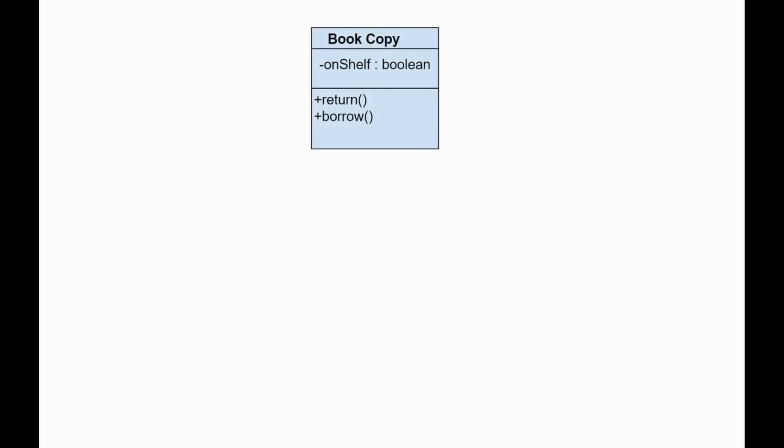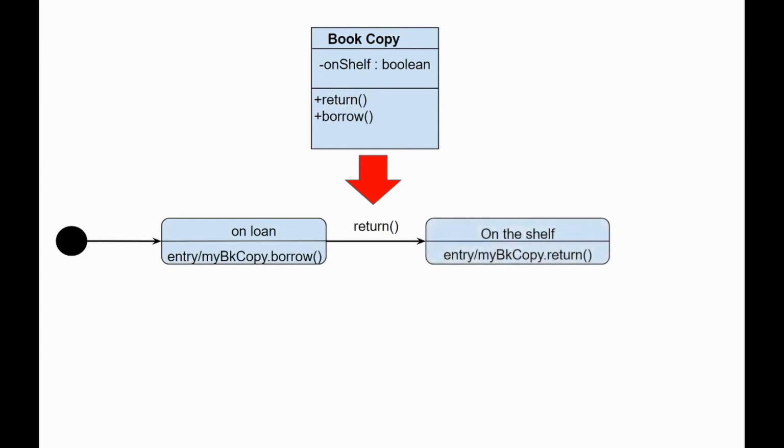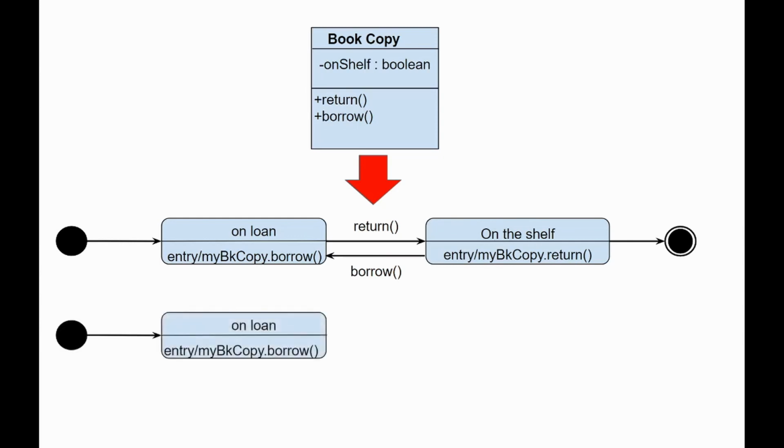Action is an executable atomic computation which includes operation calls, the creation or destruction of another object, or sending of a signal to an object. The action is associated with the transitions during which the action is not interruptible, for example, entry or exit. This diagram shows the state of the myBK_copy object from the bookCopy class.